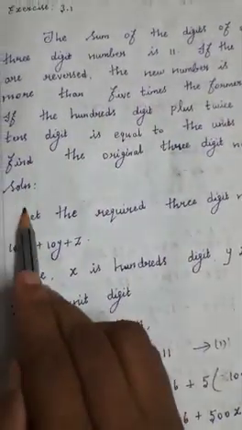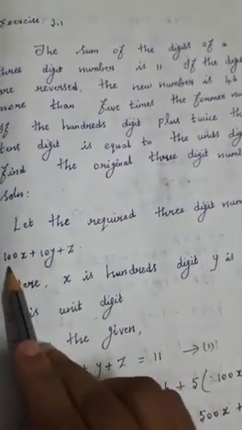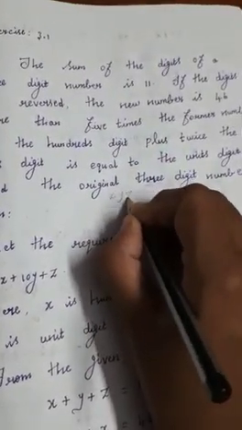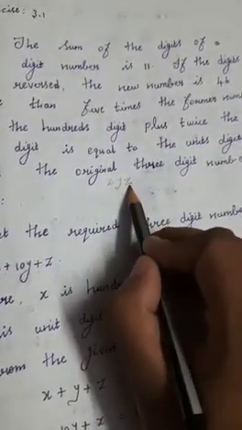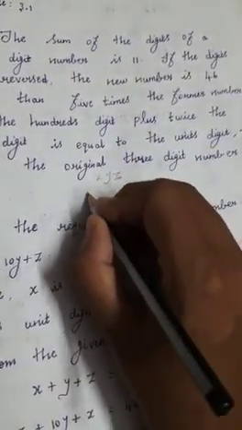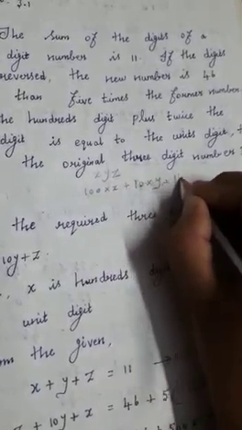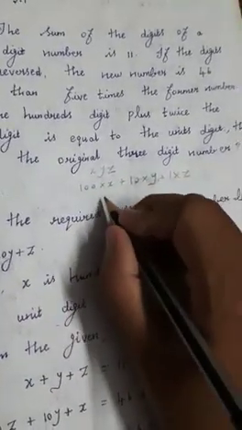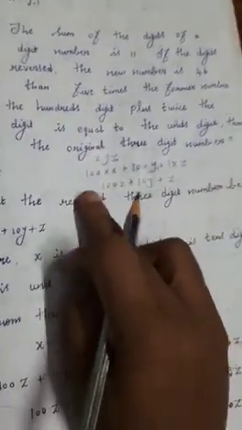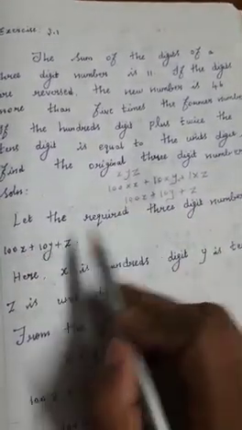Okay, now see the solution. First, let the required 3-digit number be 100x plus 10y plus z. For example, the 3-digit number you can take as xyz. Z is the ones place, y is the tens place, x is the hundreds place. So how to write the expanded form? You know that 100 into x plus 10 into y plus 1 into z. So you can write this as 100x plus 10y plus z. So this is the required number.